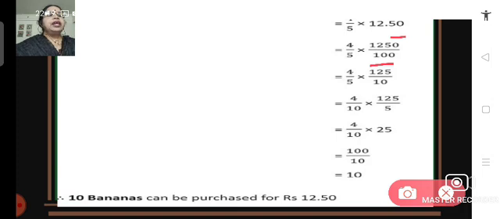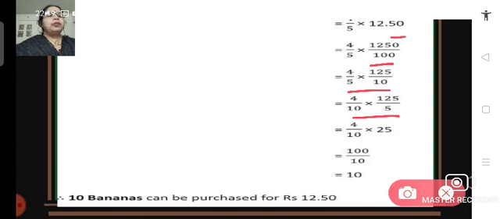So it can be written as 4 upon 5 into 125 upon 10. 4 upon 5 multiplied by 125 upon 10. Now for convenience of calculation, we have taken it like this.